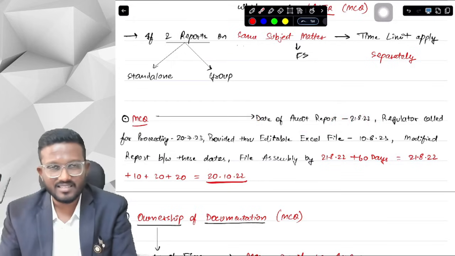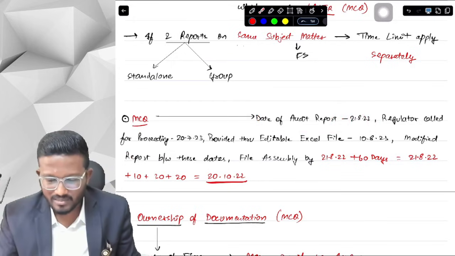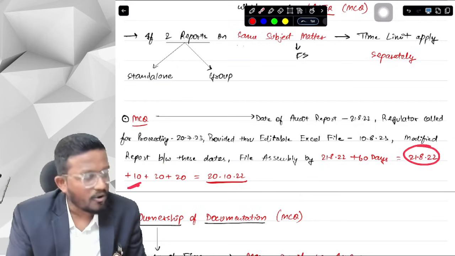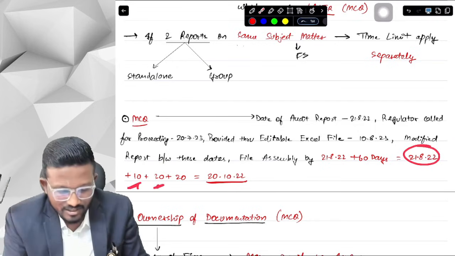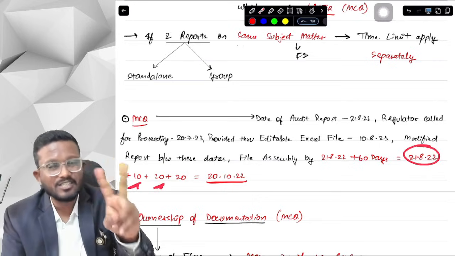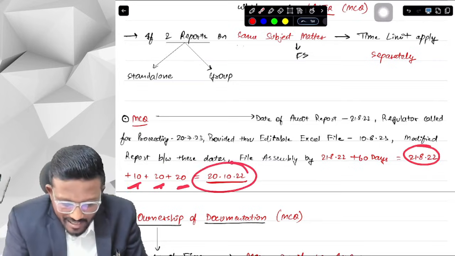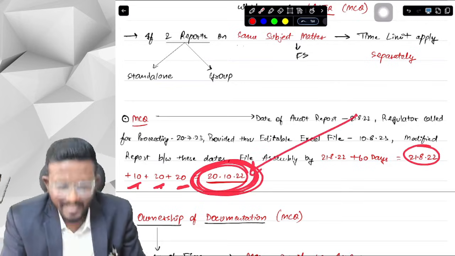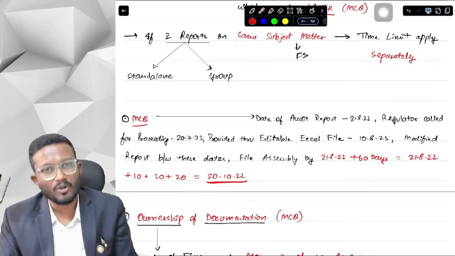Now how to calculate 60 days? There are 31 days in August. So 21st August leaves 10 days of August, then 30 days of September, then we have 20 days left, so 20 days of October. So 20th October 2022 is your last date of the final audit file assembly process.